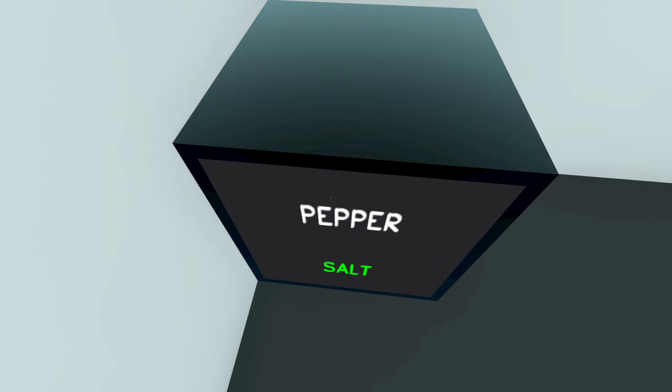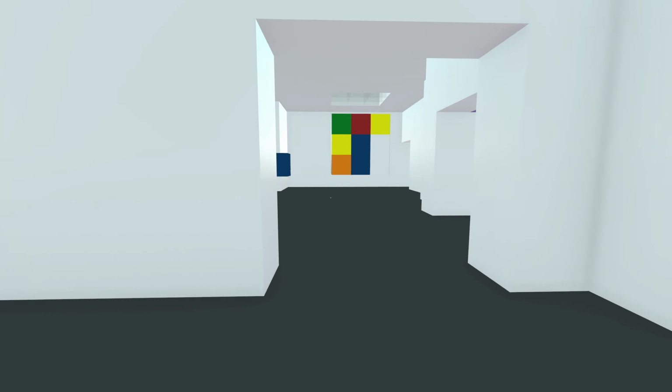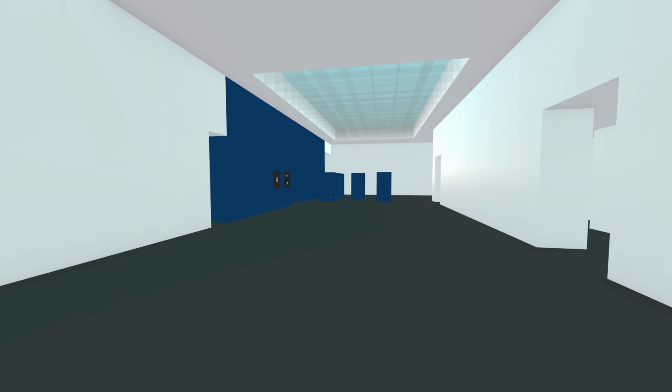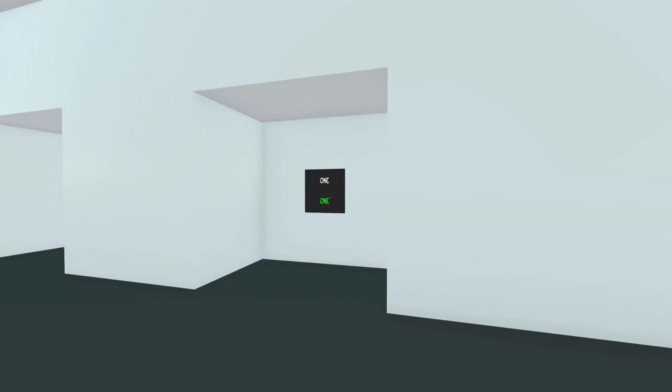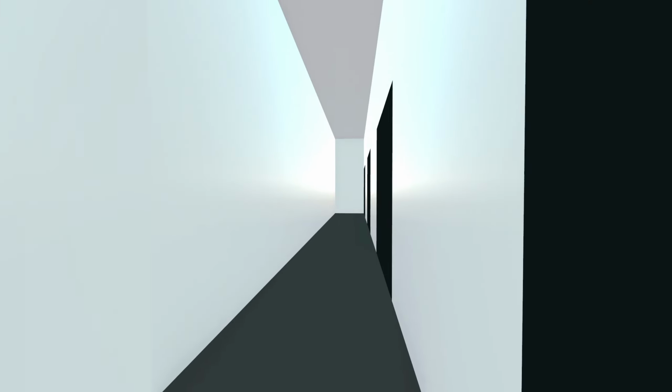Purple, I still don't have a rule for. Pepper, salt. The black on bottom is opposite, apparently. What I might do after this recording, before I start the next one, I might just go through and just revisit the couple of rooms we've been to today and just reaffirm the rules on paper for myself.